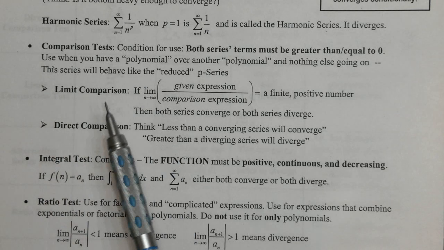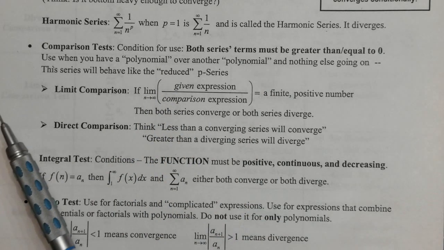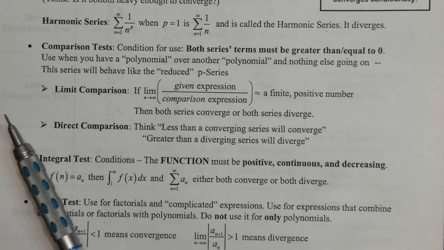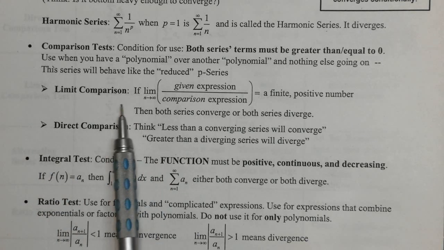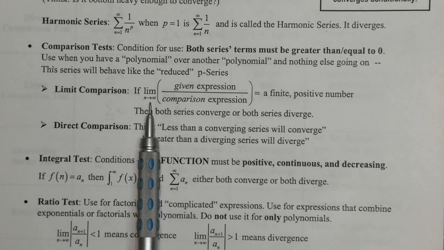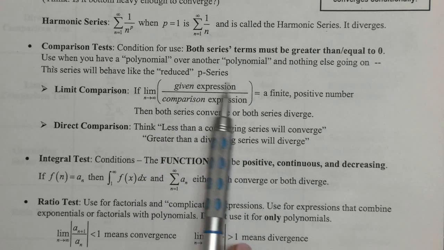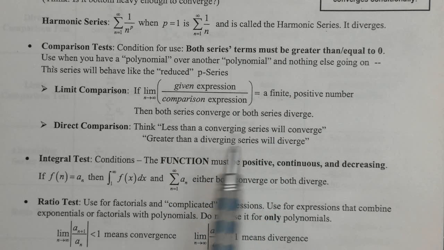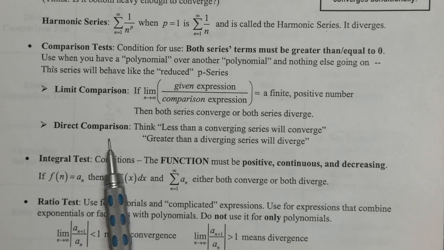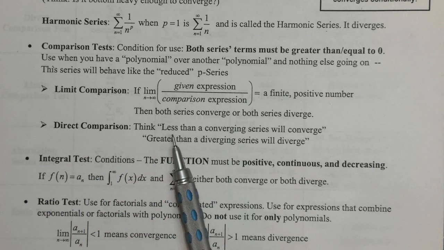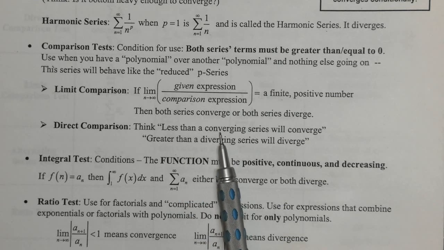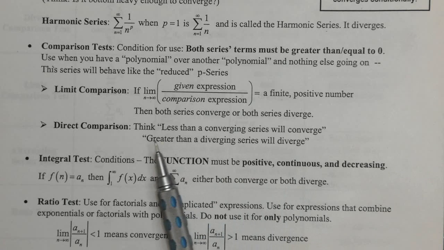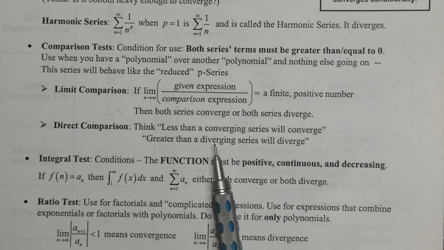So I use the comparison test if I have a polynomial over a polynomial. That's when I use a comparison test. Okay? Limit comparison is my go-to. Take the limit as n goes to infinity. Okay? If you get a finite positive number, then both series converge or diverge. Direct comparison is when you can see if your series is less than a known converging series, then your series converges. If your series is greater than a known diverging series, then your series diverges.